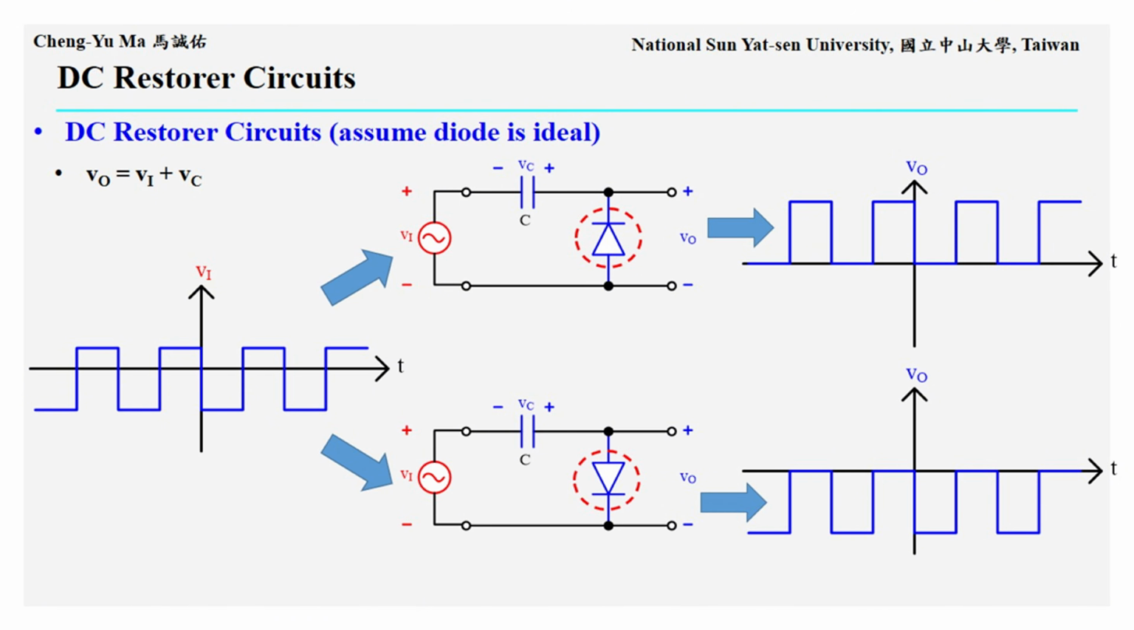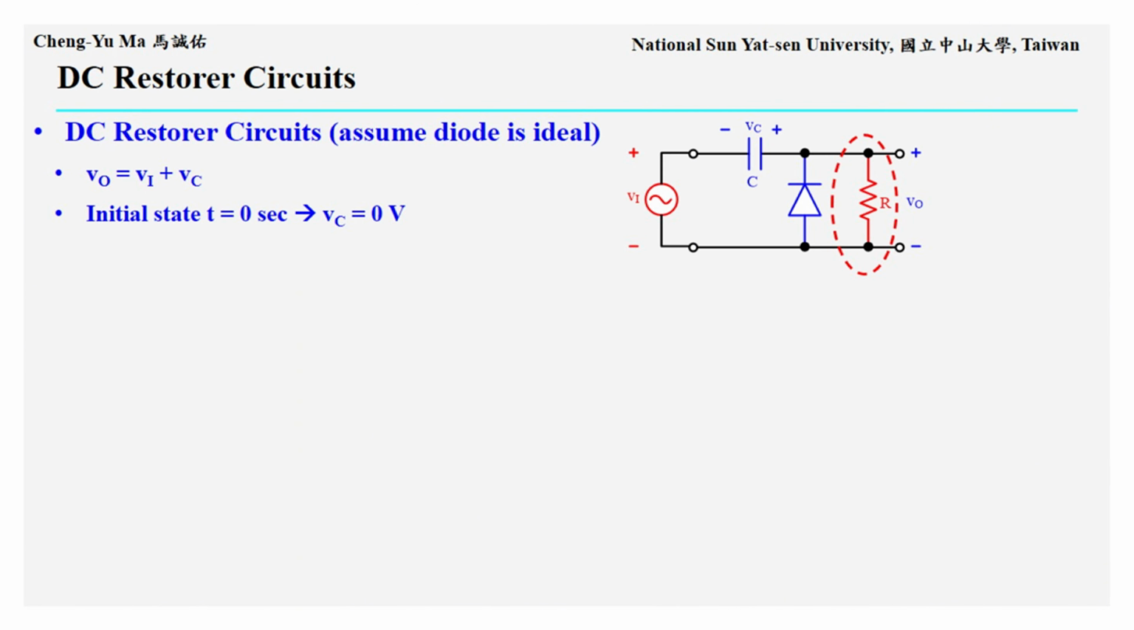The diode direction determines whether the waveform is restored upward or downward. A simple way to remember this result is, when the diode direction points upward, the whole waveform shifts upward toward the positive direction. When the diode direction points downward, the whole waveform shifts downward toward the negative direction. Next, what happens if we add a resistor R in parallel with the diode, as shown in the circuit?